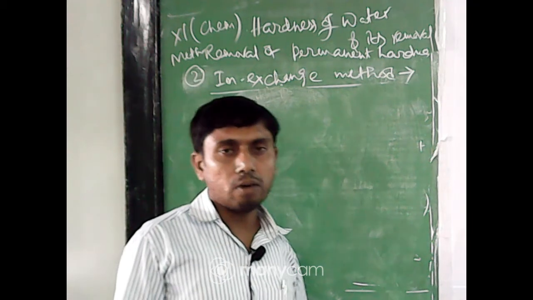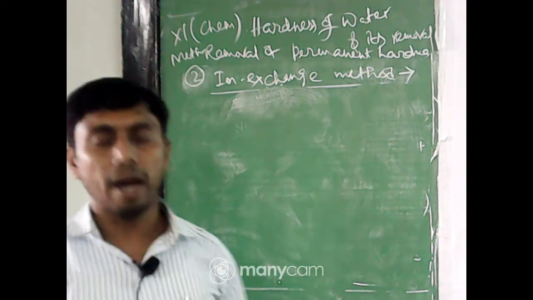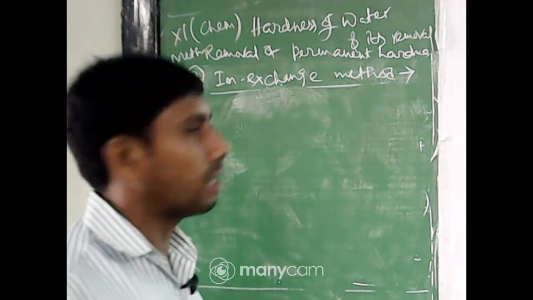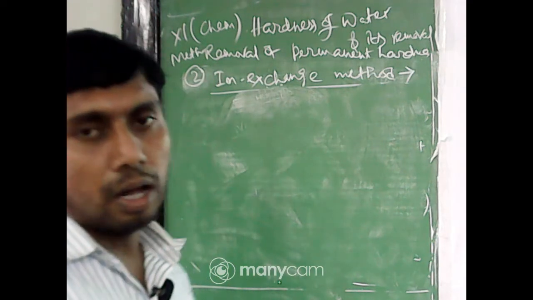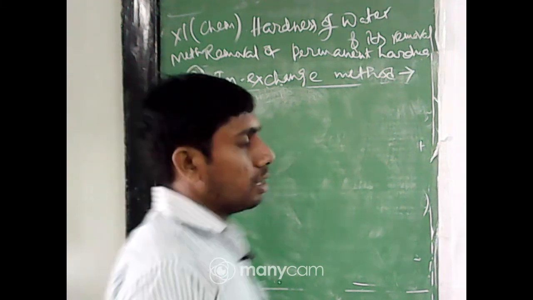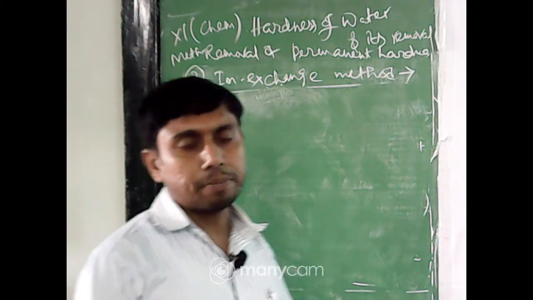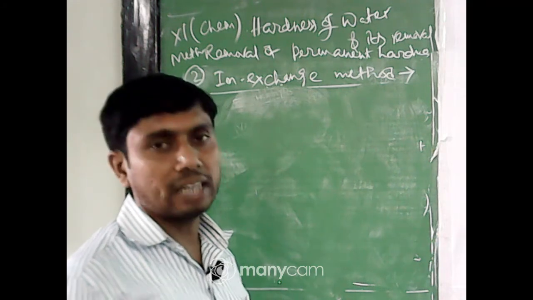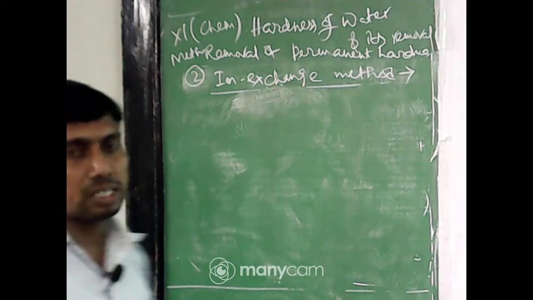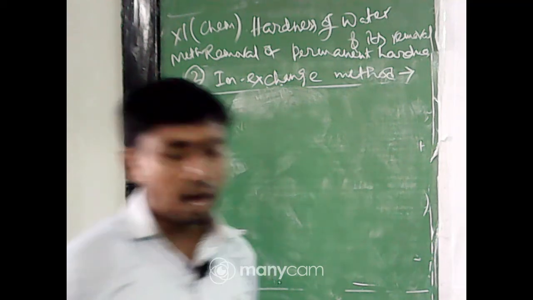Okay. Now, when the sodium ions are exchanging with the calcium and magnesium and make a compound, calcium zeolite or magnesium zeolite, then after a certain time the activity of the permutite will be lost, and for this reason it has to be recharged. And how will it be recharged?